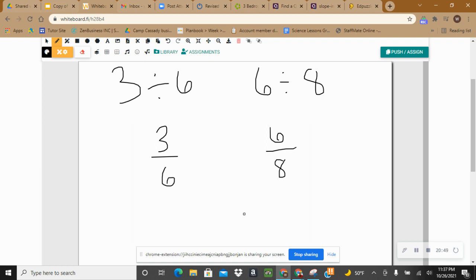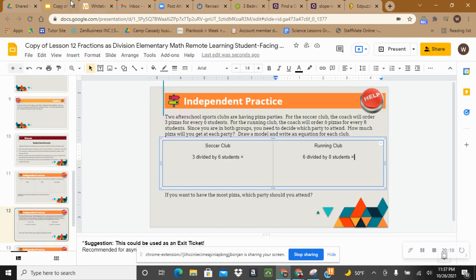Do one of these look familiar? Can I change one of these to something else? Yes, I can. So if you look at 3/6, this is also equal to 1/2, right? So that's 1/2. So I'm going to put an S for soccer, R for running. So if the soccer has 1/2, there's going to be half of the pizza for each student. So there's 3 pizzas, so each student is going to get half.